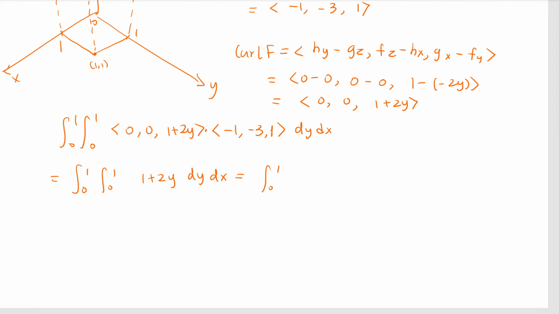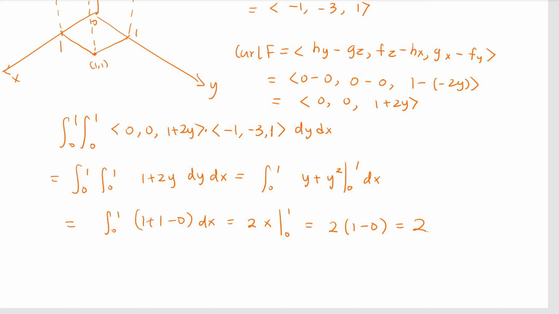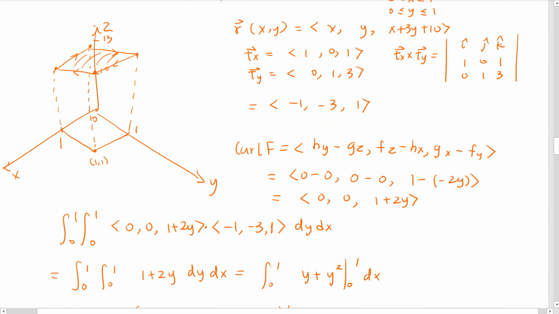And when we integrate with respect to y, we get y plus y squared. And when we evaluate, it becomes 1 plus 1 minus 0. So that is 2, right? So 2, and then we integrate a constant with respect to x, which is just 2x. Evaluate from 0 to 1, so it's 2 times 1 minus 0. So the final answer is just 2. So far, so good, everybody? Yes. And that's it.